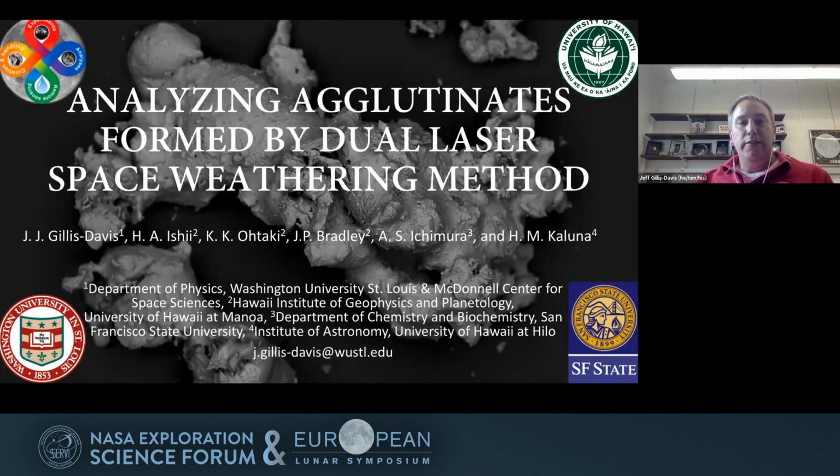Okay. All right, so a little shift in things. We're going to move on from ions to micrometeorite bombardment of space weathering. And this is work that I'm doing as part of our survey ICE 5.0 with collaborations from University of Hawaii and San Francisco State. So I'm actually just using a long pulse laser space weathering method to make agglutinates.